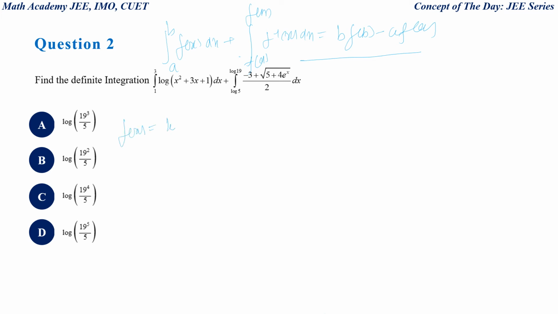Suppose f of x is log of x square plus 3x plus 1. Let's find the value of the function at x is equal to 1. This will be equal to log of 1 plus 3 plus 1, that will be equal to log 2. Okay, and find the value of the function at x is equal to 3, log of 9 plus 9 plus 1, that will be equal to log 19.